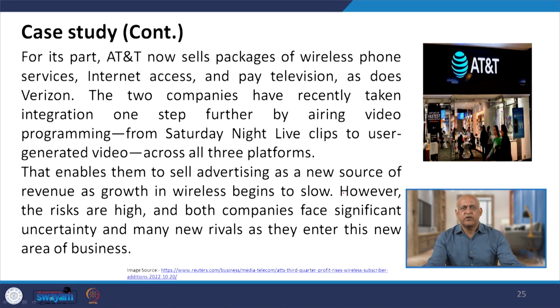For its part, AT&T now sells packages of wireless phone services, internet access and pay television, as does Verizon. The two companies have recently taken integration one step further by airing video programming from Saturday Night Live clips to user generated video across all these platforms. That enables them to sell advertising as a new source of revenue as growth of wireless begins to slow. However, the risks are high, and both companies face significant uncertainty and many new rivals as they enter new areas of business.